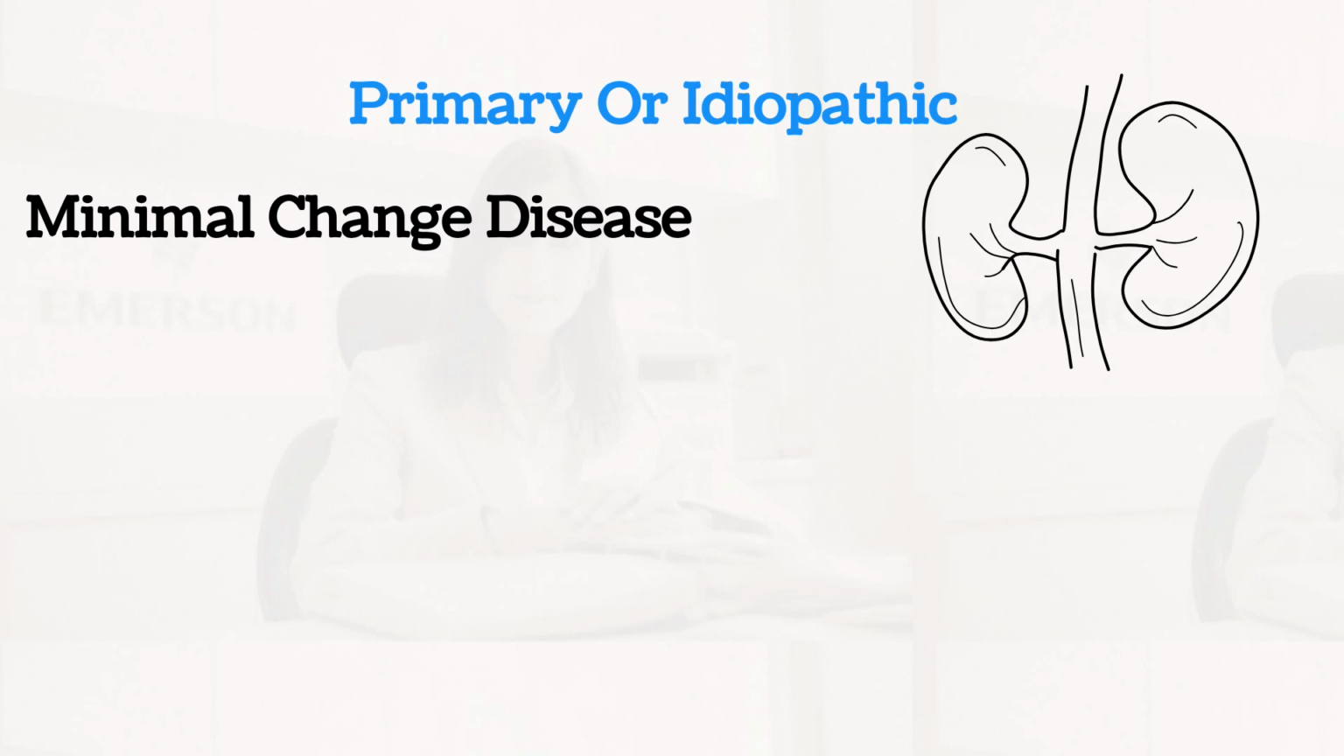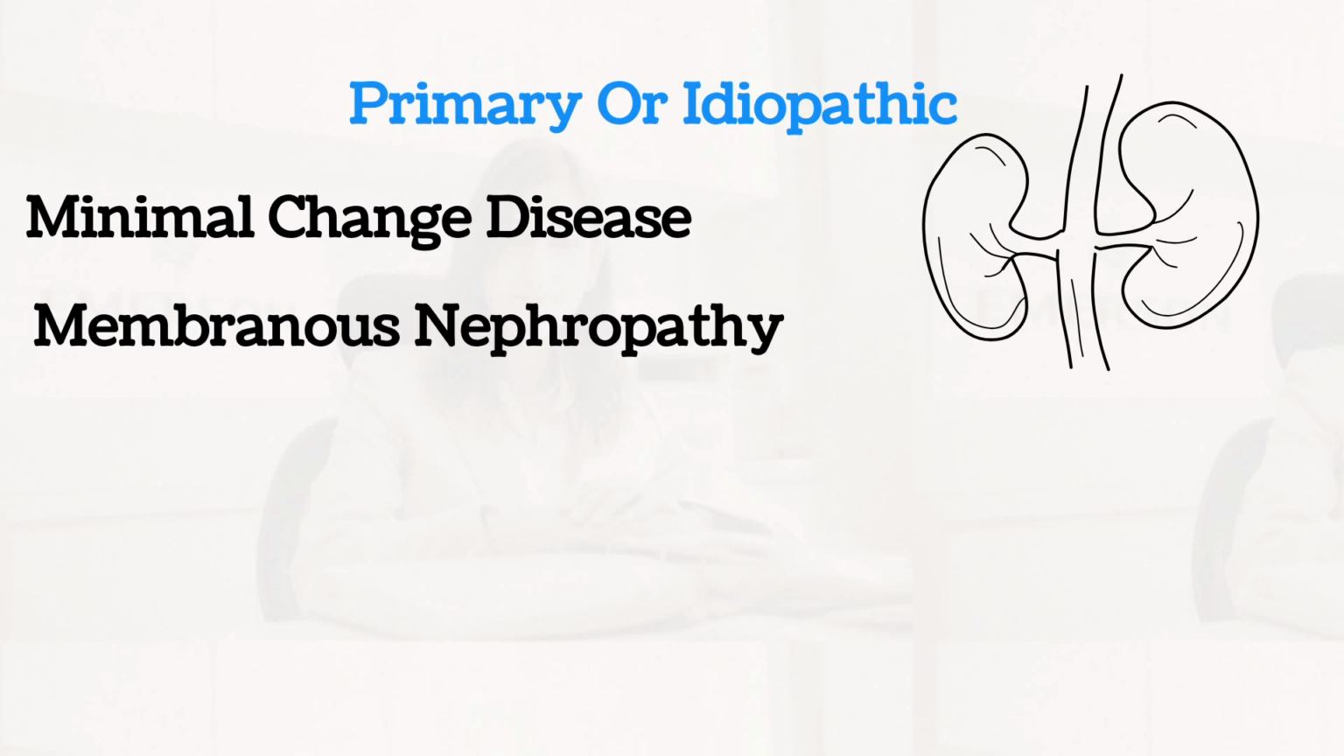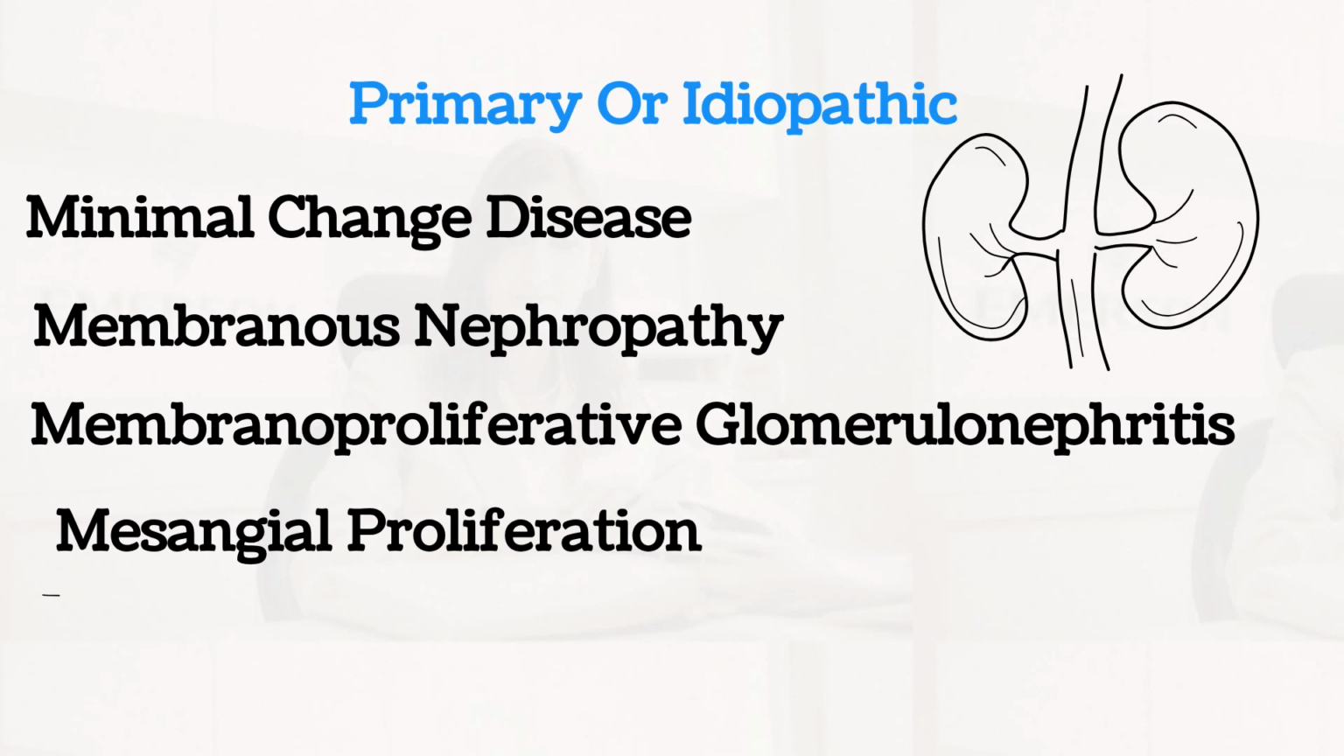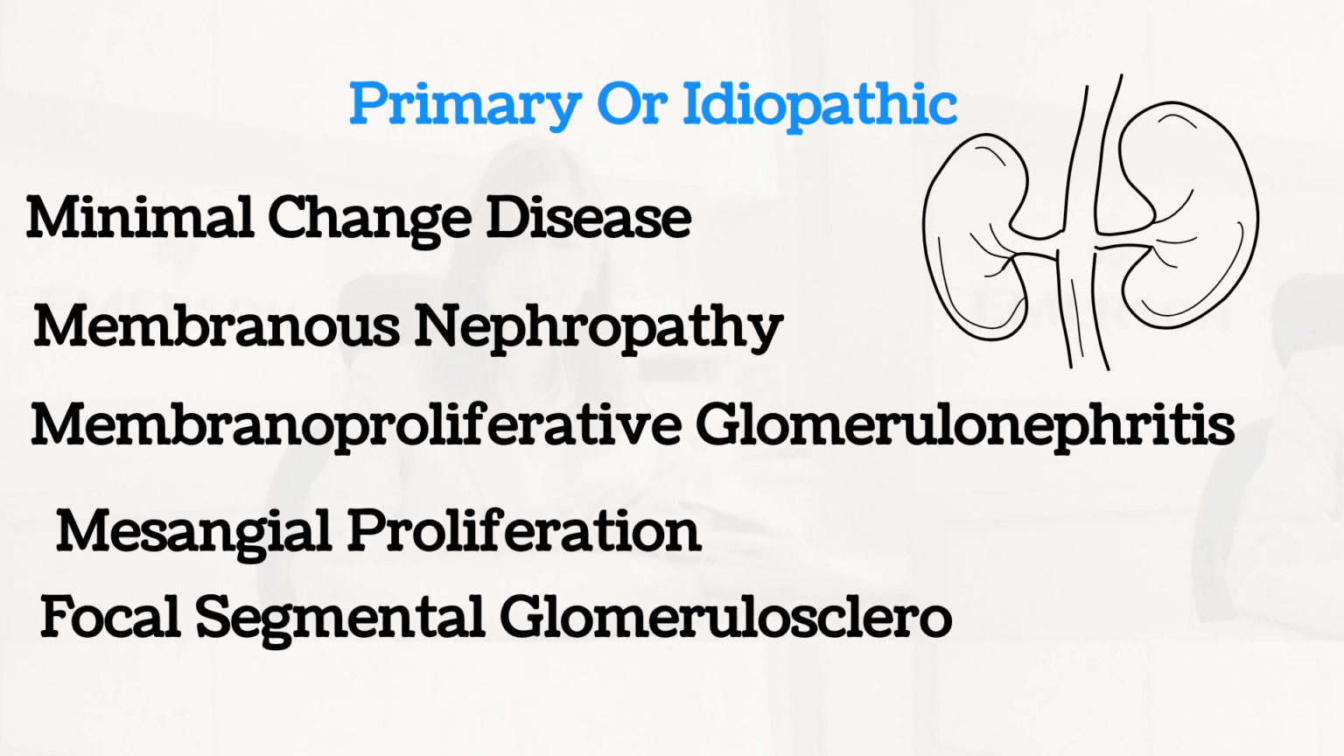In adults, the most common cause is membranous nephropathy. Then you can have membranoproliferative glomerulonephritis, mesangial proliferation, and focal segmental glomerulosclerosis. Those are some of the idiopathic or primary causes.